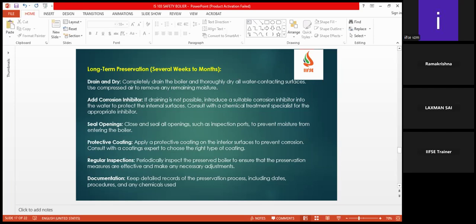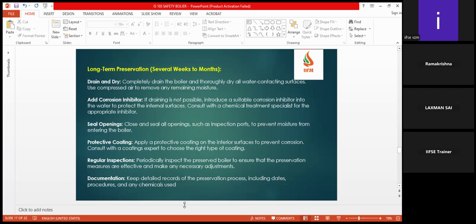Then regular inspections. So periodically we have to inspect the boiler. Then documentation. Keep detailed records for the preservation process, including dates, procedures, and also any chemicals used.